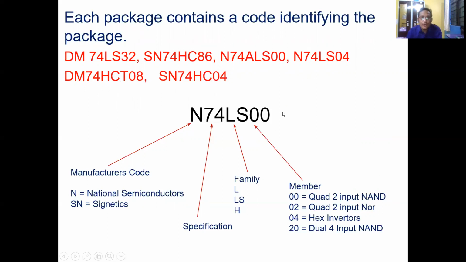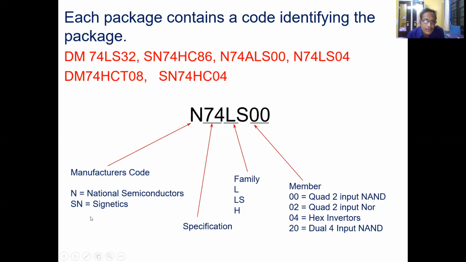Now suppose, for example, it indicates N74LS00. First, this prefix, suppose it is DM or N, there are a number of prefixes. That indicates the manufacturing company's name or code. In this case, this N indicates National Semiconductor. That means this IC is constructed by National Semiconductor.